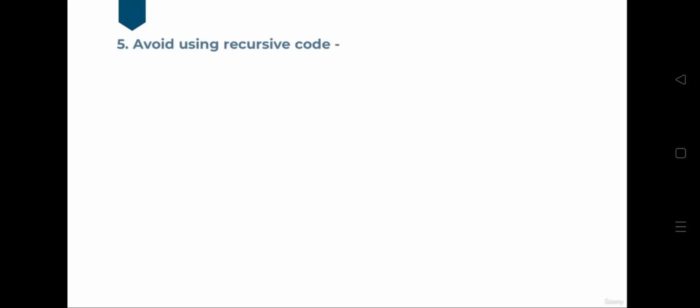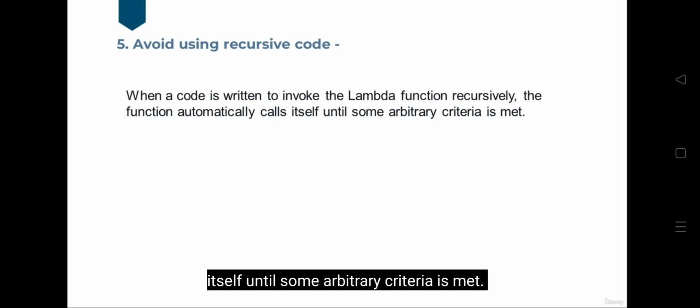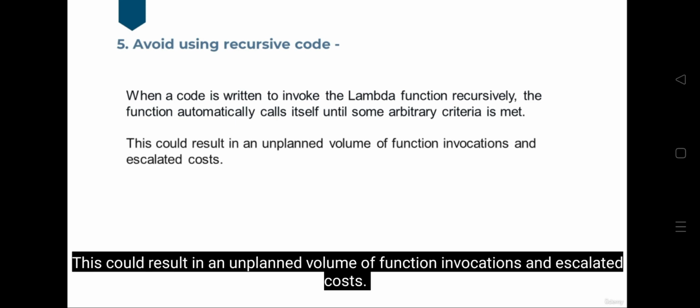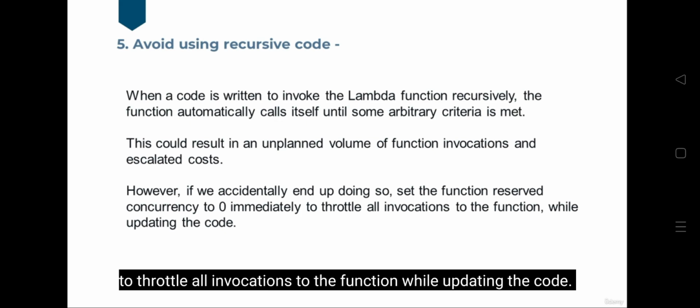Fifth, avoid using recursive code. When code is written to invoke the Lambda function recursively, the function automatically calls itself until some arbitrary criteria is met. This could result in an unplanned volume of function invocations and escalated costs. However, if we accidentally end up doing so, set the function reserved concurrency to 0 immediately to throttle all invocations to the function while updating the code.